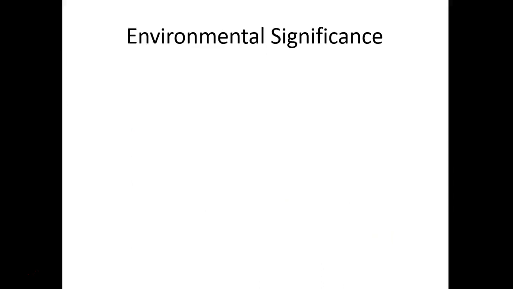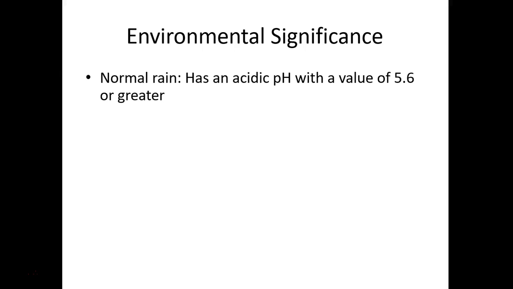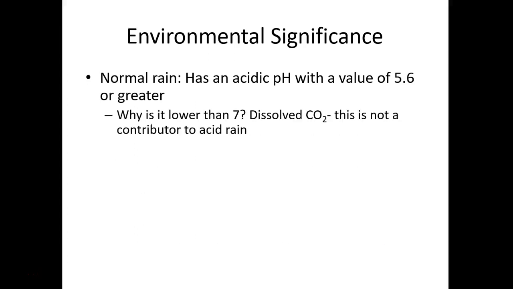Alright, so environmental significance. This is an IB course, so this is stuff we have to know. Now normal rain will have a slightly acidic pH, around 5.6 or more. This is caused by the carbon dioxide that is naturally in the atmosphere. When carbon dioxide reacts with water, it will form carbonic acid, which is a weak acid. So we expect normal rain to be a little bit acidic.